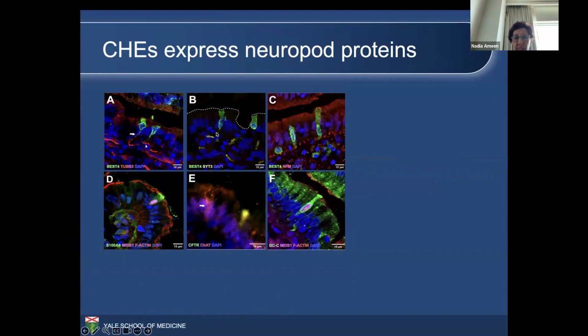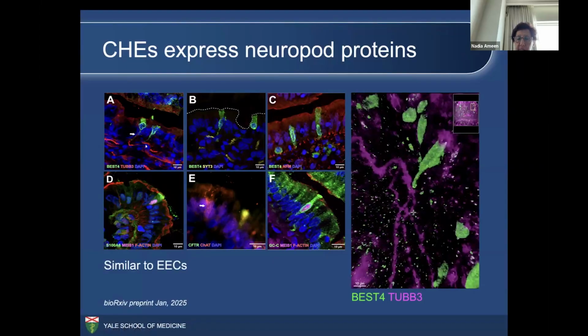They enrich with synaptotrophin 3, a neurofilament medium, calcium binding receptor S100A6, the chat, which is present in goblet cells, but also in cheese cells. And here, the GCC is highly enriched in the cheese cells. And you can see the basal process in the cheese cell there, which is very similar to enteroendocrine cells.